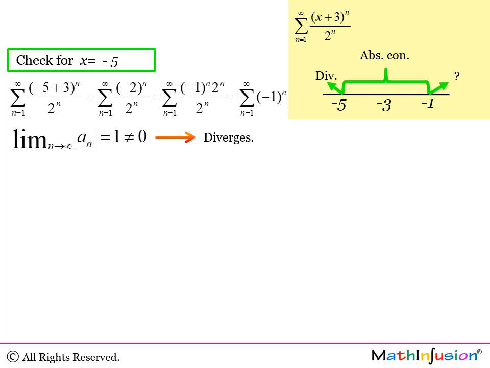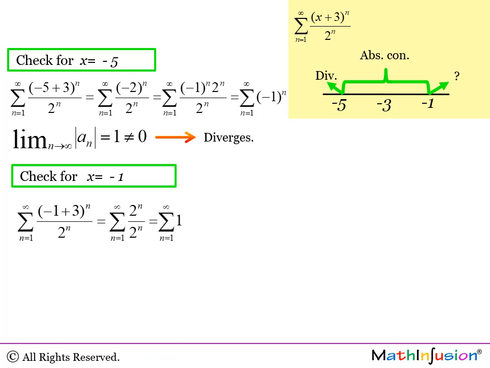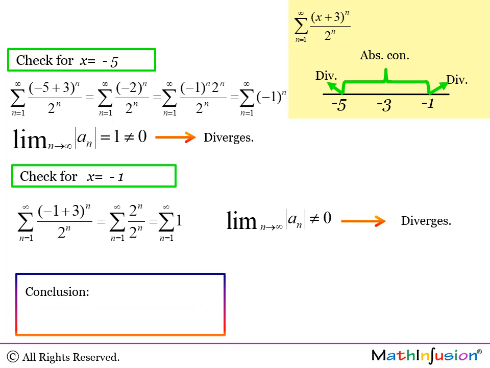Now we will repeat the process at x equals negative 1. And we will get sums of 1. Clearly, again, as above. Diverges. So it also diverges at the other endpoint. So actually at both endpoints, this series is divergent. And the answer is R is 2. And the interval is between negative 5 and negative 1 without the endpoints.